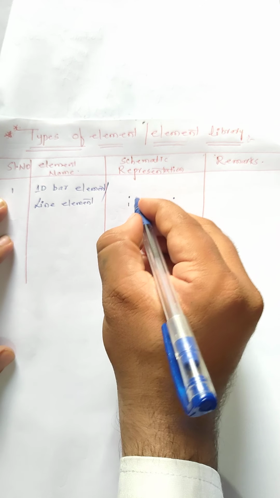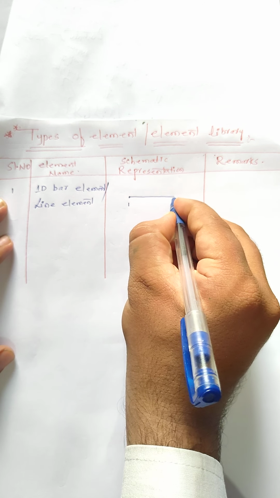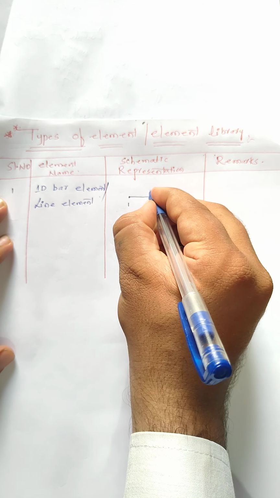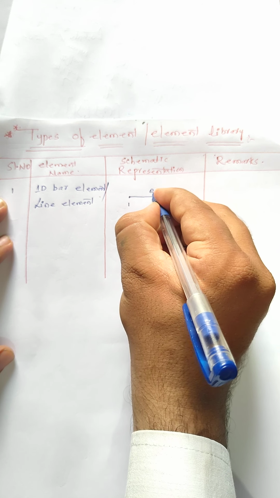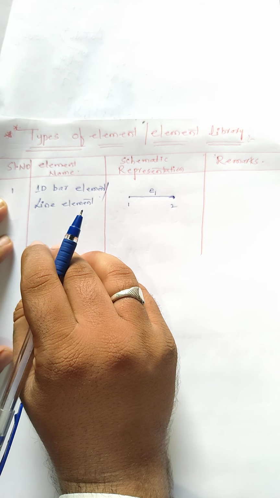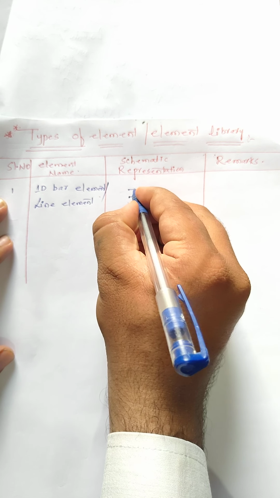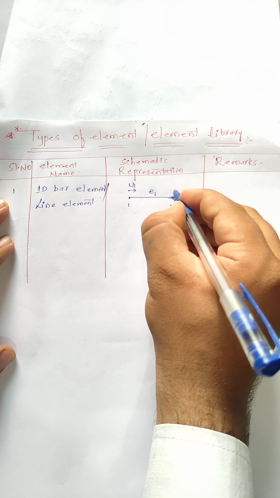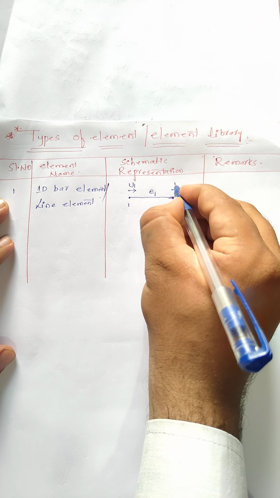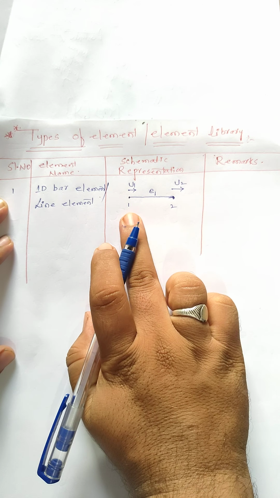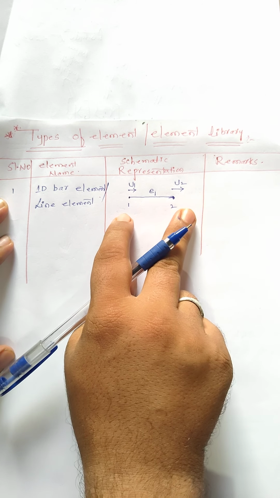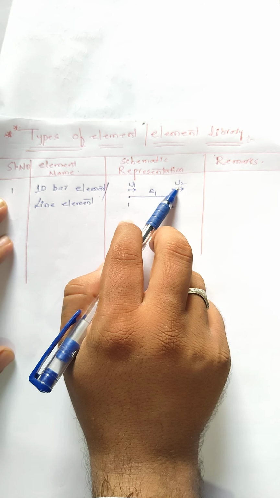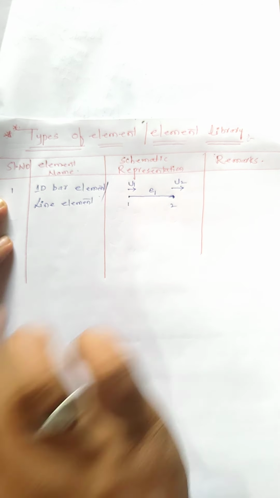Joining the first node to the second node, the forming of element is E1. It is represented by E1. But the displacement at the node 1, only one direction is there, so we can represent as U1. At the node 2, the displacement I am representing as U2. So this element is having how many nodes here? 2 nodes. And how many degrees of freedom? 2 nodes, 2 degrees of freedom.